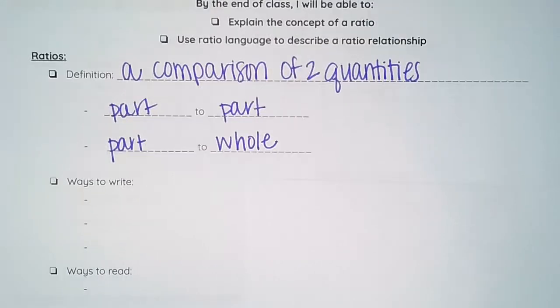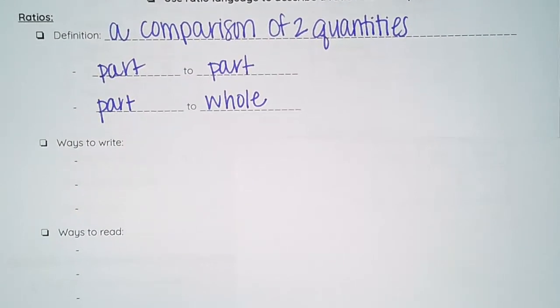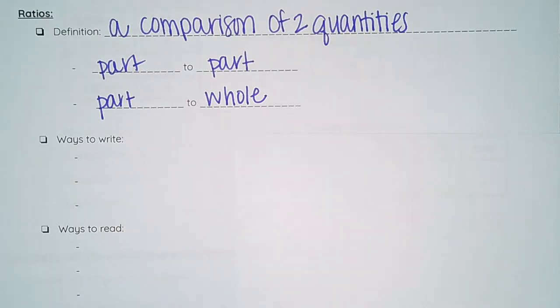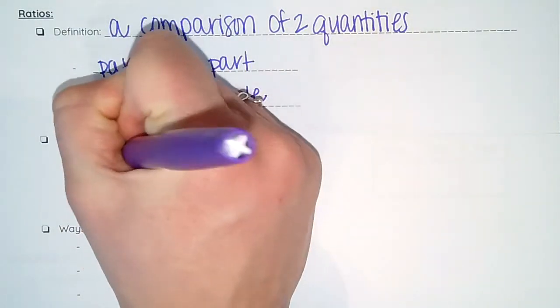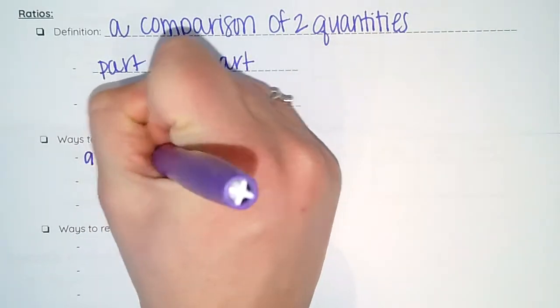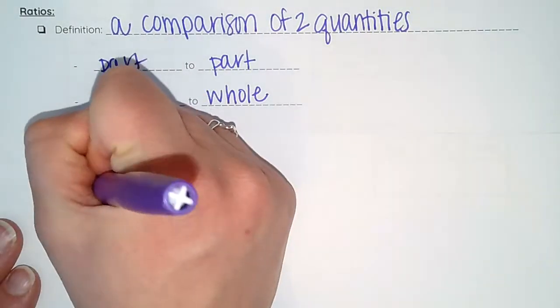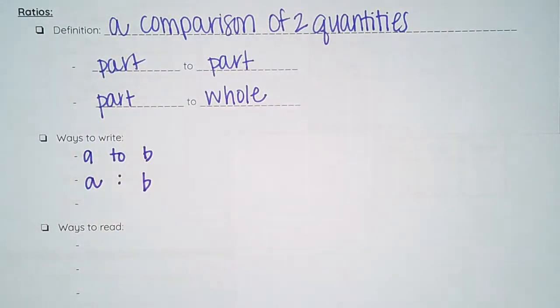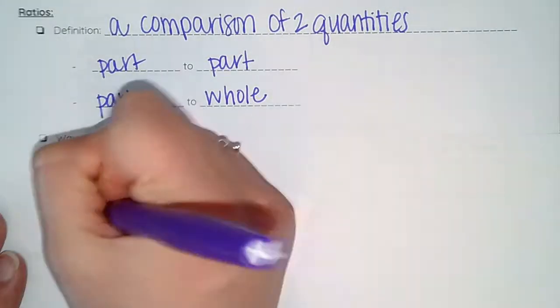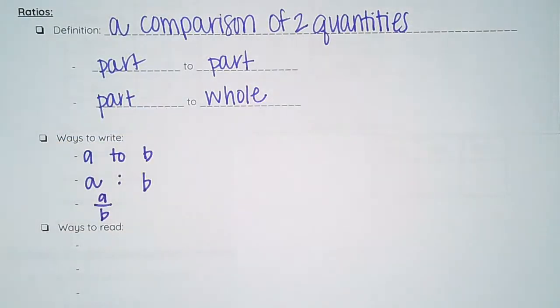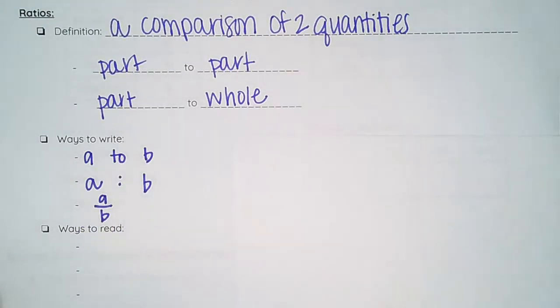But before we get too far, I want to show you how we write ratios. So there's three different ways that we can write a ratio. The first way is to write A, the word to, B. The second way to write ratios is A with a colon B. And then the third way is with a fraction bar, A over B. All three of these ways are acceptable ways to write ratios. As we move forward in this unit and in the coming years, we will see where it is more appropriate to use each of these. But know that there are three ways to write a ratio.